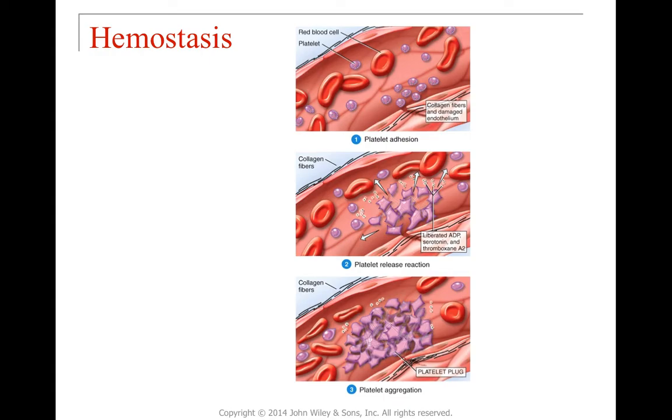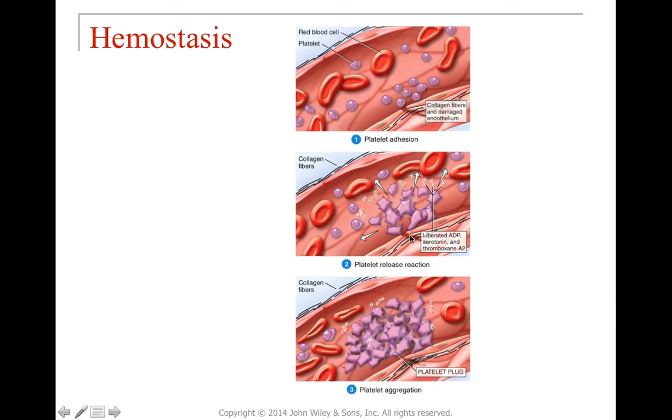So this is what happens during hemostasis. Just to orient you here, we have the red blood cells and the platelets. These are both considered formed elements, but only the red blood cell is considered a cell. These are collagen fibers that are going to line here, and we have a damaged endothelial layer here, right?